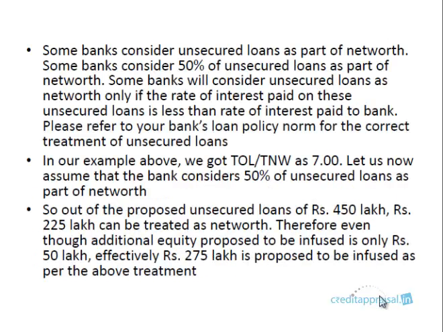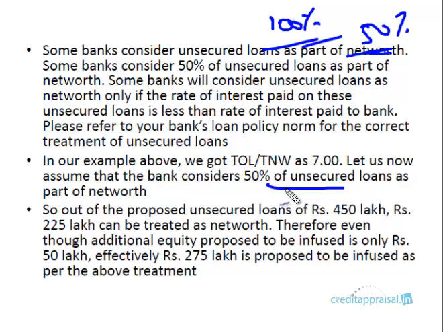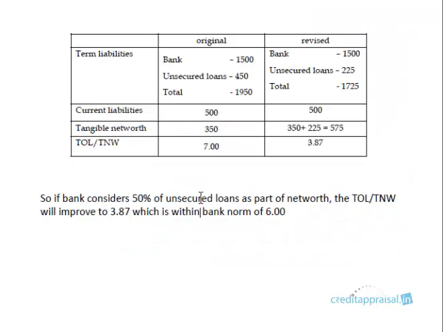Okay. Sometimes banks do consider unsecured loans also as part of net worth. Sometimes they consider the entire unsecured loans as part of net worth. Sometimes they consider only 50%. So you have to refer to your bank policy guidelines. If that is the case, in the earlier example, even if you consider 50% of unsecured loans, the ratio will improve. So that calculation will be like this.